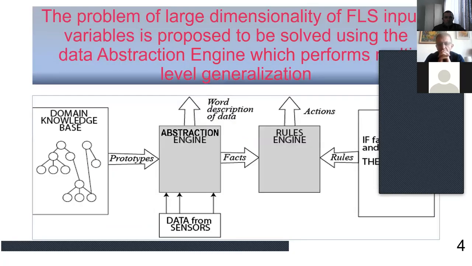To overcome this problem, we propose a new model which is based on the Lotfi Zadeh conception from numbers to words. First of all, this is two-stage processing. At the first stage, the abstraction engine implements abstraction from data, and on the second stage, the fuzzy logic system engine implements fuzzy reasoning.